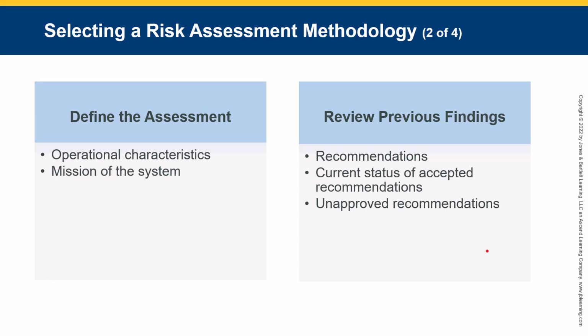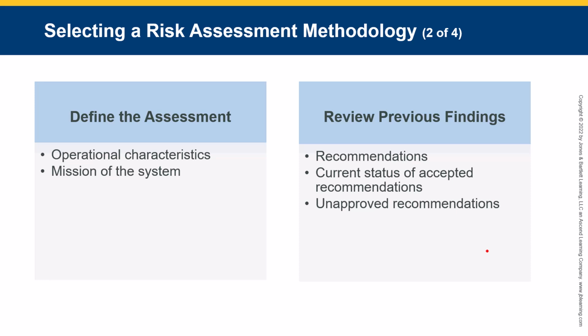So what we have to do is we need to define the assessment. What are the functional requirements? What are the operational characteristics? What are the focus? What's the mission? What's the objective? Once we do that, then we can review any of previous findings, look at the previous assessments, recommendations, mitigation recommendations, and we can identify if anything's been changed, modified, adjusted, and that gives us a nice starting point. What's the current status of accepted recommendation?